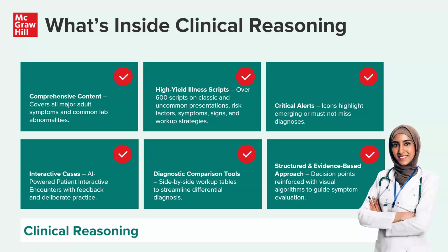Inside this product, you will find comprehensive content that covers all major adult symptoms. Like I said, there will be over 600 illness scripts, so covering different presentations, including the rare and the uncommon ones, as well as different risk factors, symptoms, signs, and workup strategies. This also includes critical alerts, which would highlight emergent or not-to-miss diagnoses, so students are always alert about these ones.